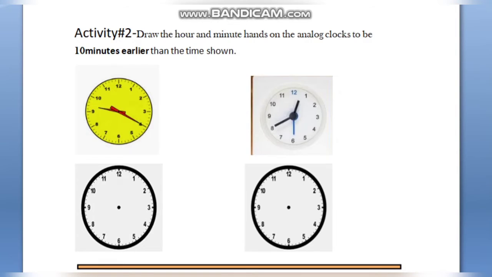Okay, activity 2 is the opposite of activity 1. You have to draw the hour and minute hands on the analog clocks to be 10 minutes earlier this time than the time that's shown there. So we will try that one as an example as well.